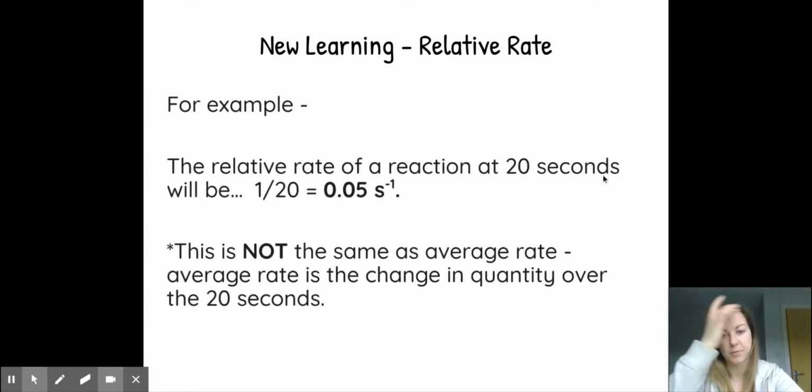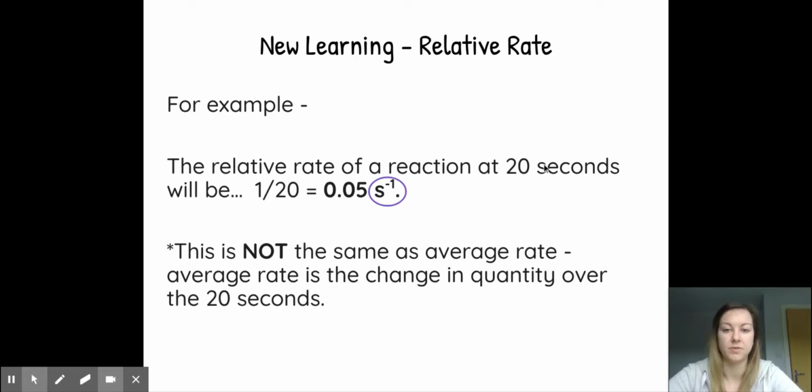So I'll show you the example. If, for example, the question asked, calculate the relative rate of a reaction at 20 seconds, all you do to calculate relative rate is you do 1 divided by 20, which will give 0.05, and the units are s^-1. So it's not something you measure, it's not a measurable quantity here. We've not got grams or centimetres cubed or anything like that. The units are only s^-1 because it's just that one point in time. So that's not the same as average rate. This is much different. Average rate, remember, would be the change in quantity over the 20 seconds.